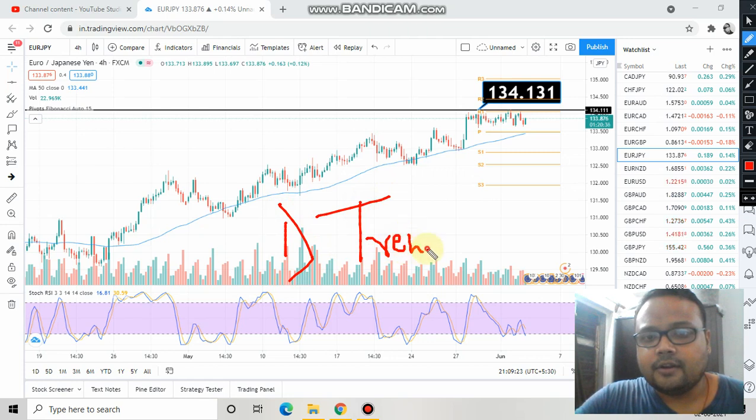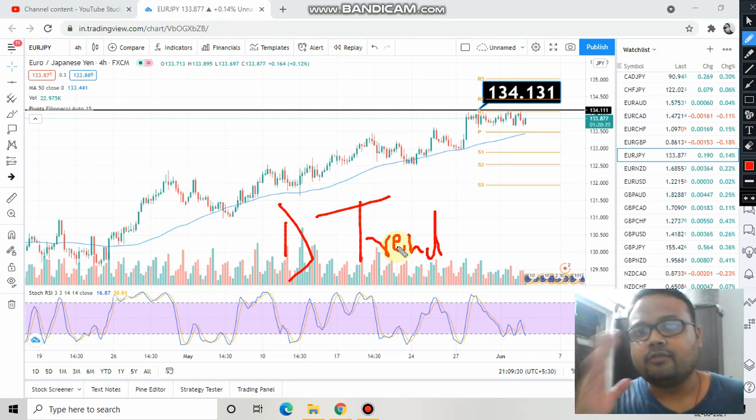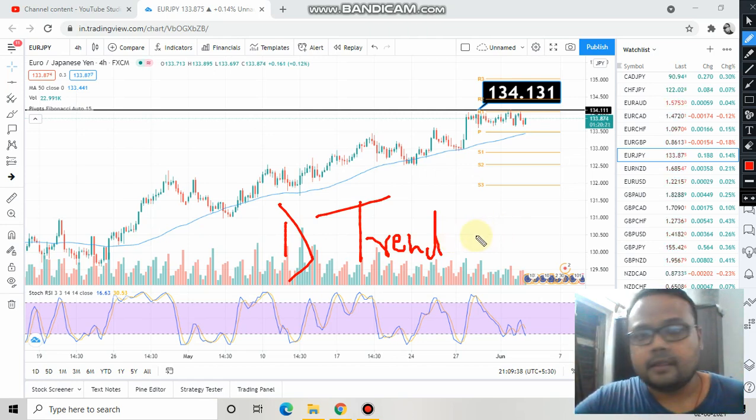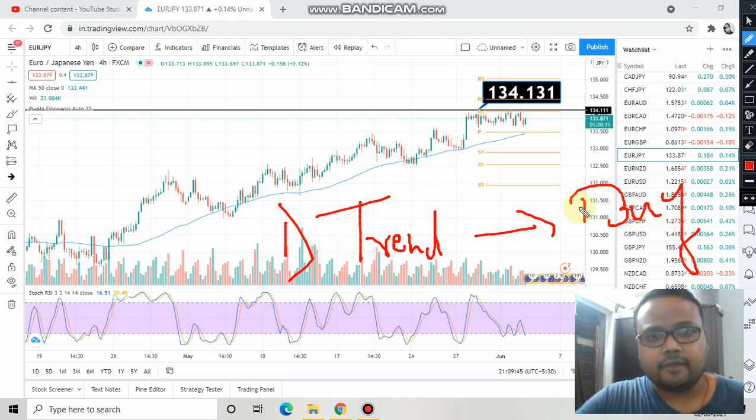trend is our friend, therefore we should always follow the trend. So if your market is in uptrend, we should only look for buying opportunities, and if your market is in downtrend, we should only look for selling opportunities. So Euro JPY is in uptrend, therefore we will only look for buying opportunities.